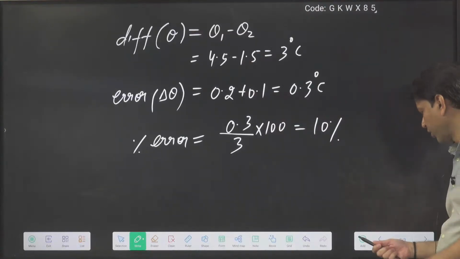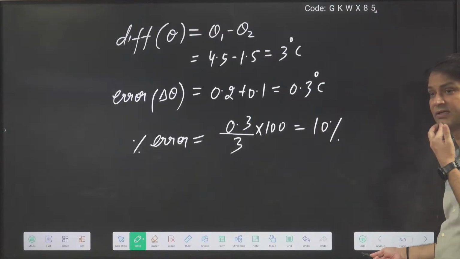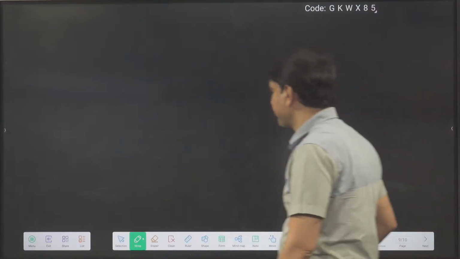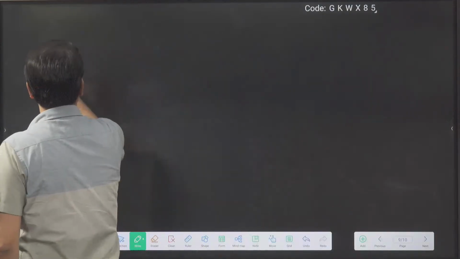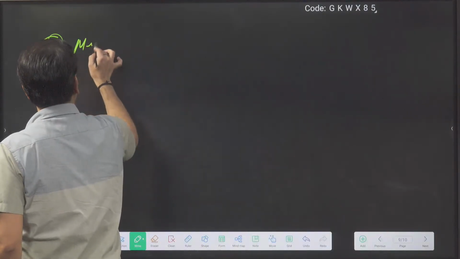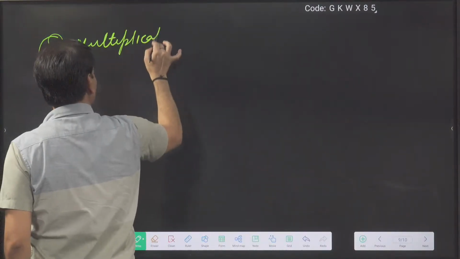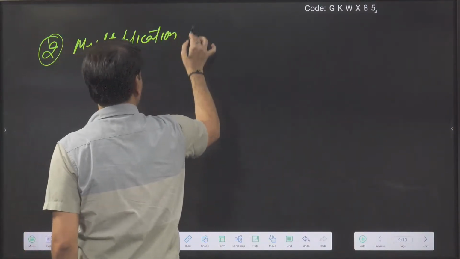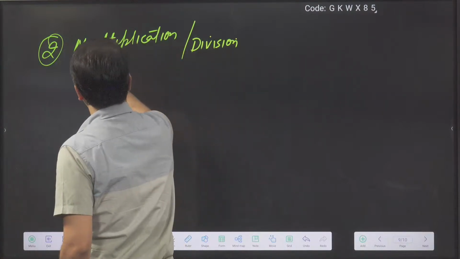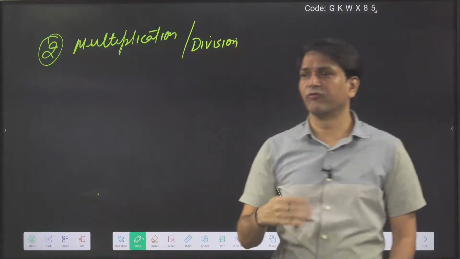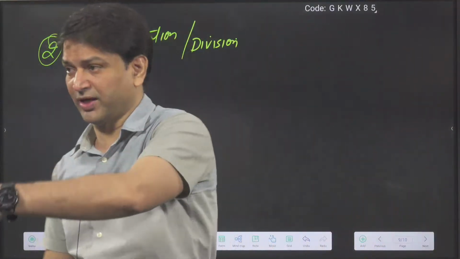Later I will again discuss some problems in addition, but first I am completing the multiplication and division. Now the next operation is what? Addition and subtraction have one rule, and multiplication and division have one rule, for both significant figures as well as error.